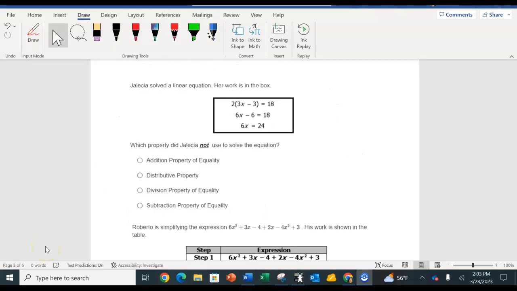All right, so this question you have to know your properties. It says Jalicia solved a linear equation. Her work is in the box. Which property did Jalicia not use to solve the equation? So if we look at this, 2 times 3x and 2 times negative 3 gives you this. That is distributive property. And it says which one did she not use? So we know that we can eliminate distributive property.